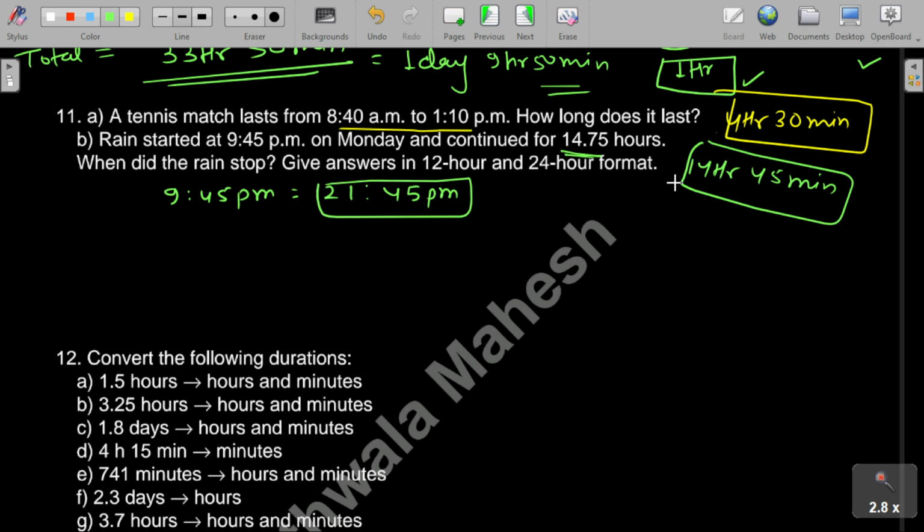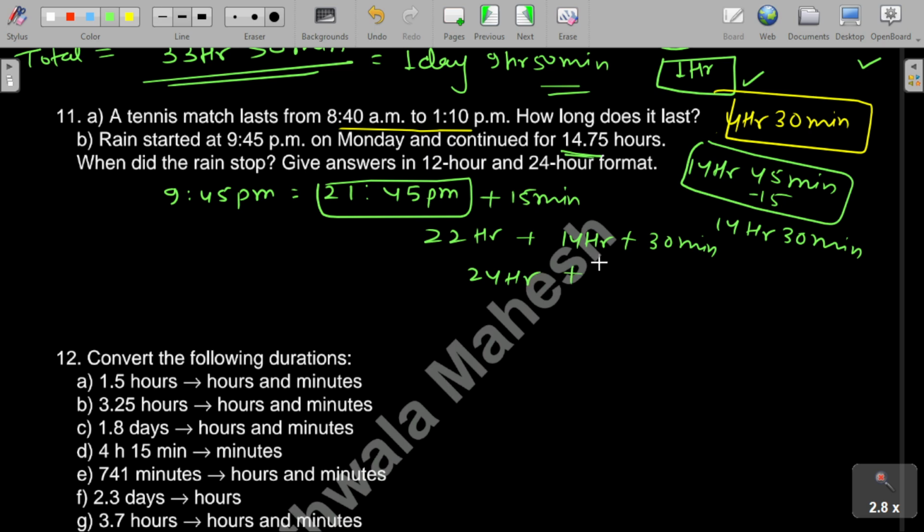Now if we add 15 minutes first, then it is 22 hours, and if we remove 15, then the time is 14 hours 30 minutes. Now we have to add 14 hours plus 30 minutes. So if I add 2 hours, then this is 24 hours, and the remaining is 12 hours plus 30 minutes.